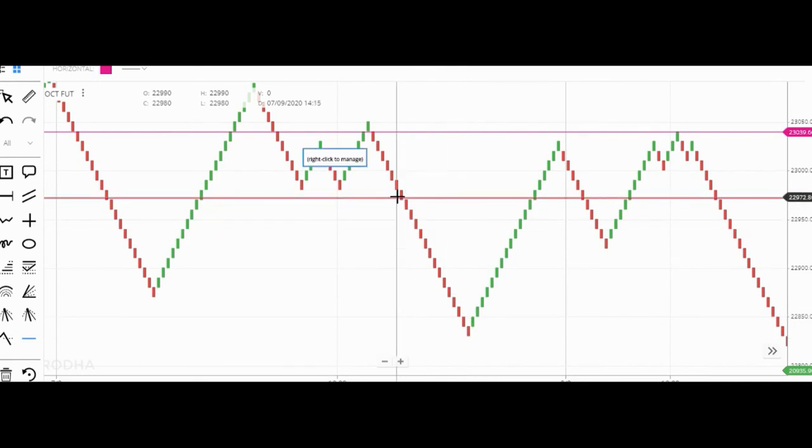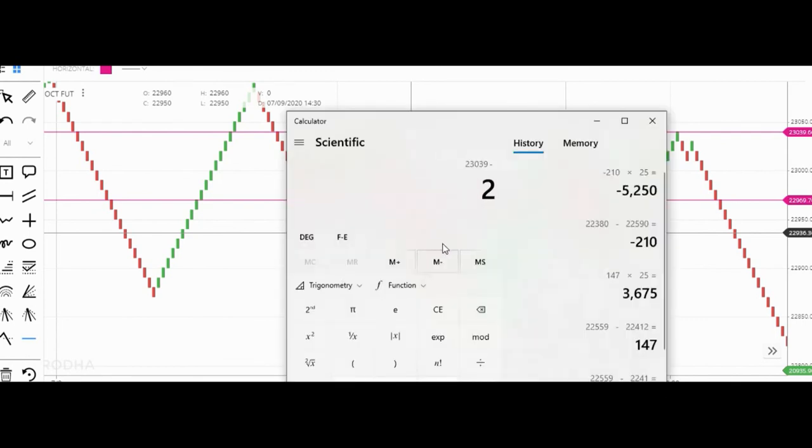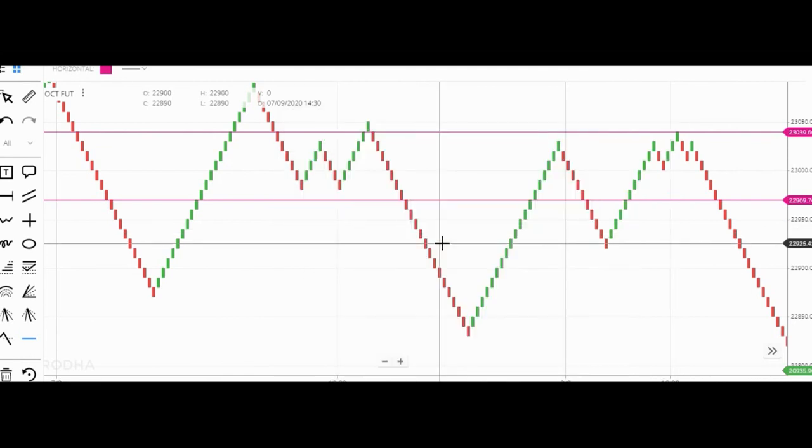Stop loss is at this one, 22,969. So we lost 70 points. So the stop loss should be small, like 50 points, 70 points, maximum 100 points. And of course it depends upon the capital and risk appetite of the individual trader.